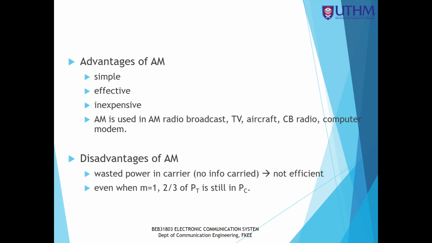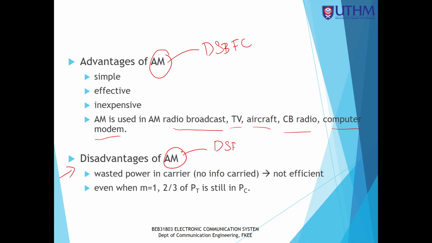So what is the advantage of AM? It is a simple, effective, inexpensive system, and it is used in radio broadcasting, TV broadcasting, aircraft, CB radio, citizen band radio, and also for the computer modem. Sorry, this is referring to the DSBFC, double sideband full carrier. The advantage refers to the double sideband full carrier. And the disadvantage of AM also refers to the double sideband full carrier.